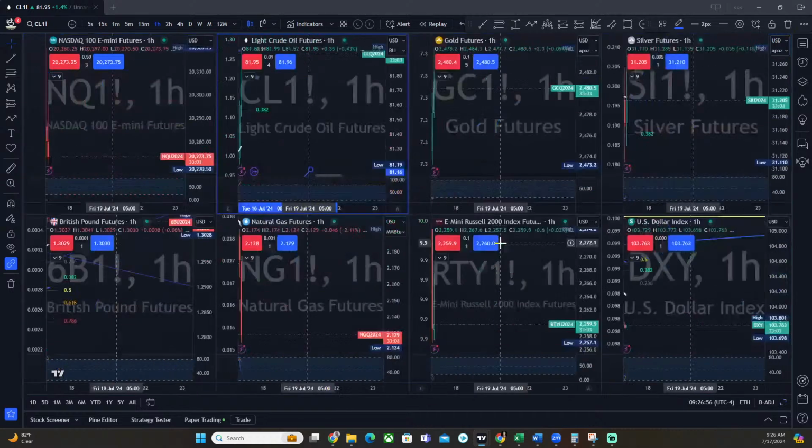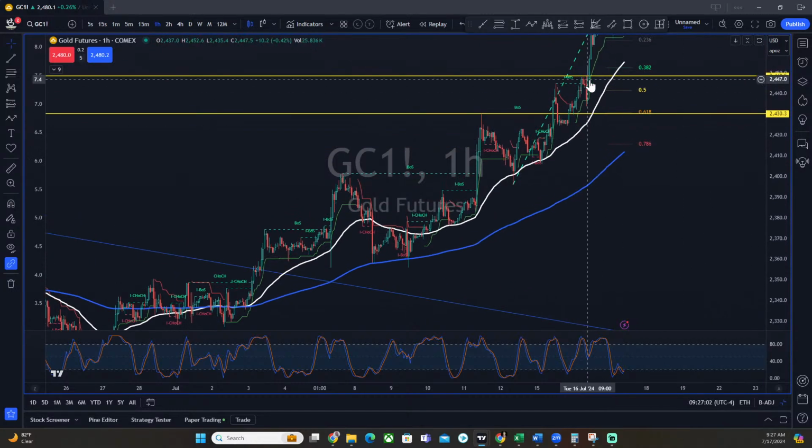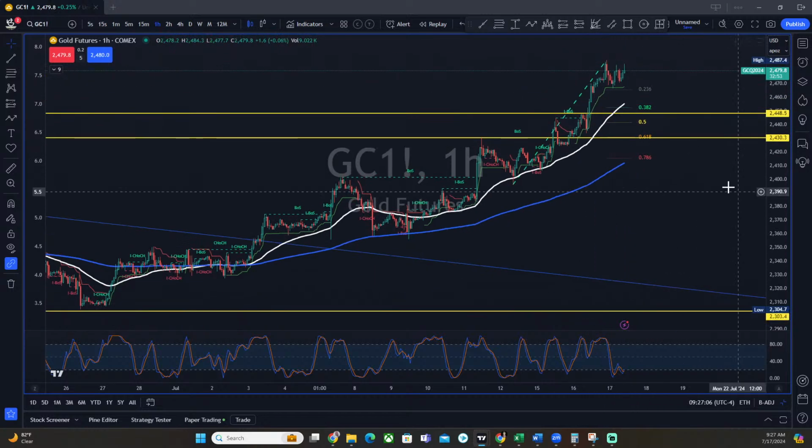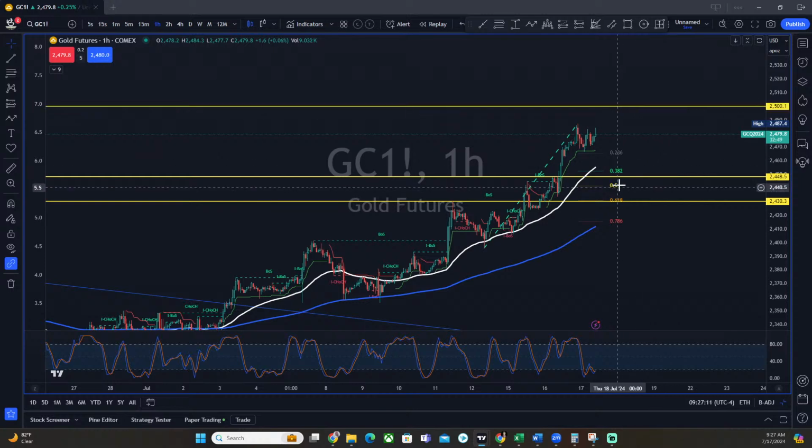So that is CL. Gold did look good after that rejection. I was looking for it to close above. It did not, and I thought it was just going to fall and stay inside a range, but it went ahead and made all-time highs. They might be looking for that 2,500 somewhere around here, so just keep an eye on that.